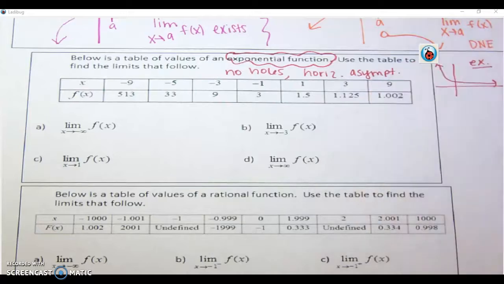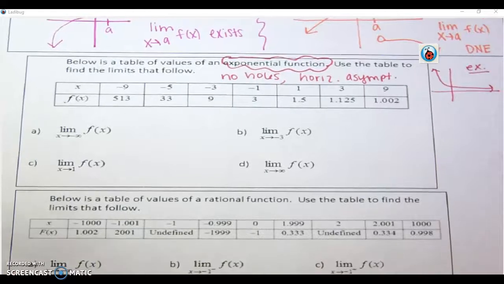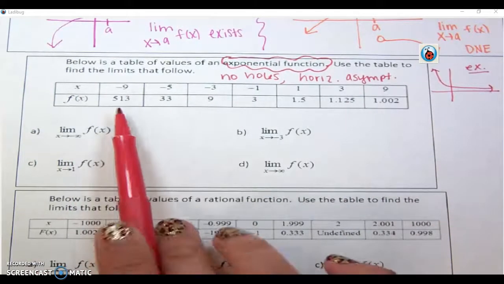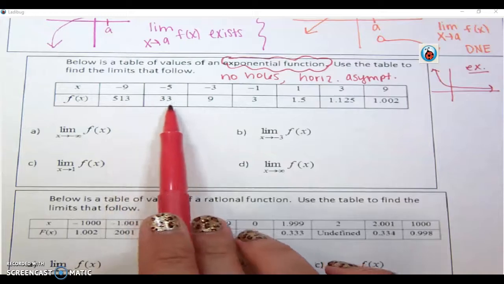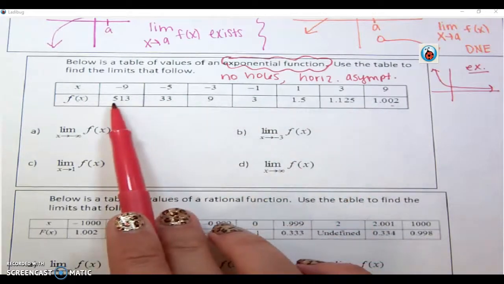Okay, so exponential functions have no holes, and they have a horizontal asymptote. Now this can be flipped in other directions, but that's essentially the shape that it is. Okay, so here's the information they're giving us. They're telling us we have a really big number here. If you notice, these are small and they're getting bigger here.